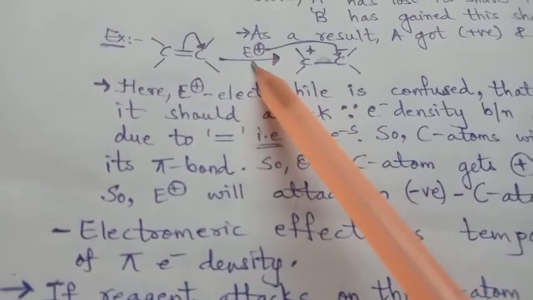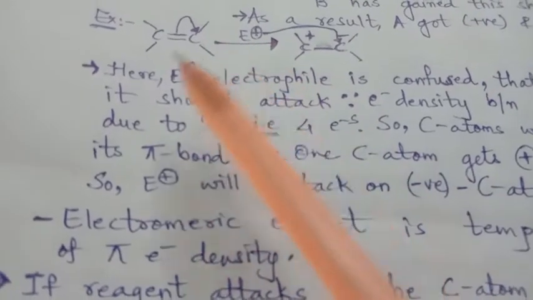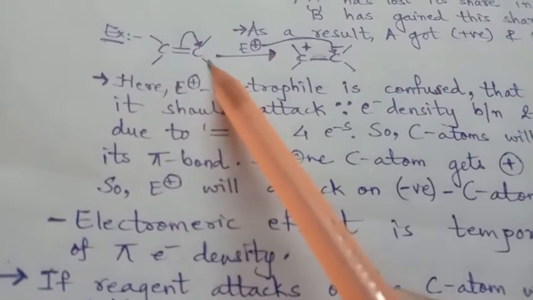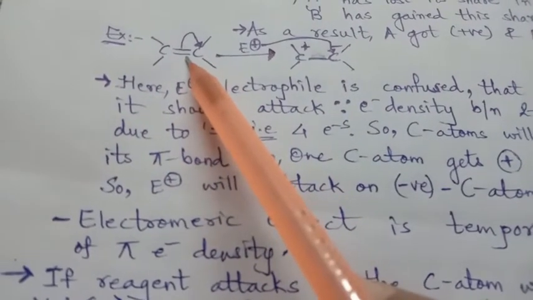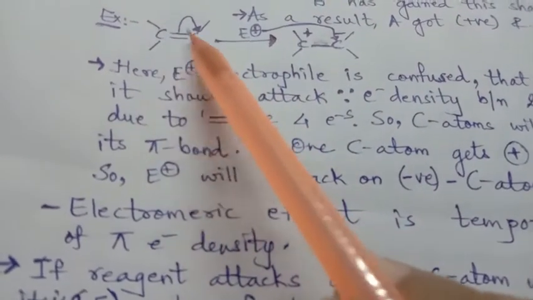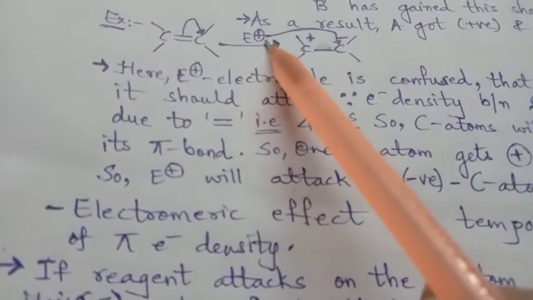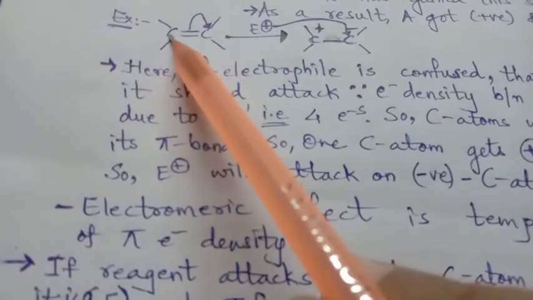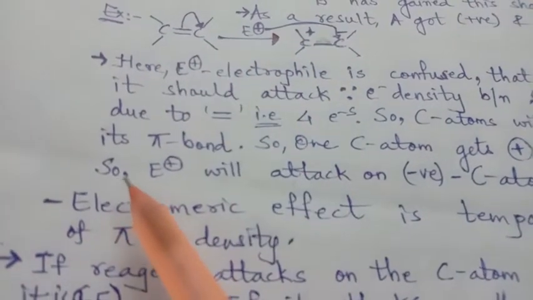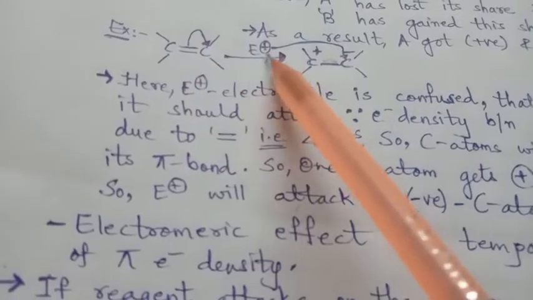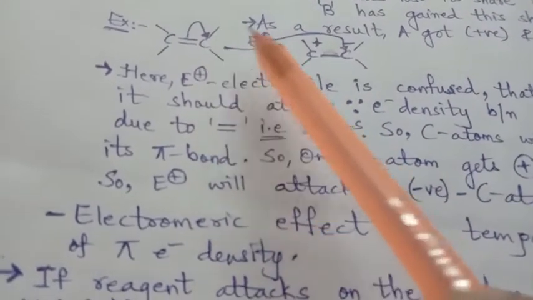Now as soon as the reaction starts, this electron gets confused. Why get confused? Because both are carbon, both are attached by the double bond. That means in between them they have 4 electrons. So this is positive. Now it is not getting an idea where to go, to this carbon or to this carbon. So here this will try to attack.